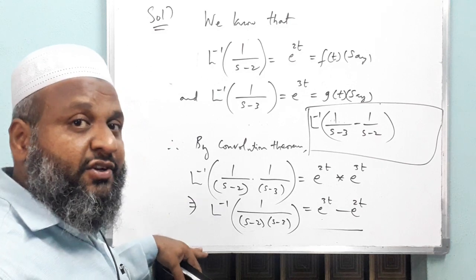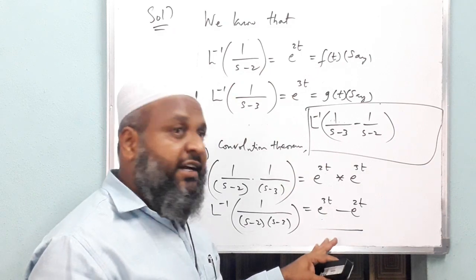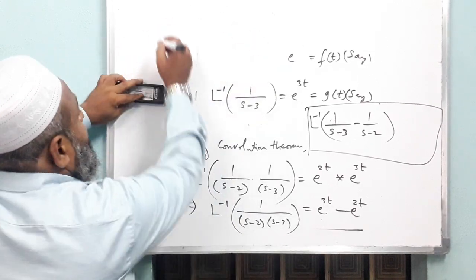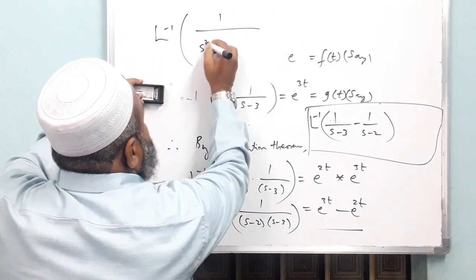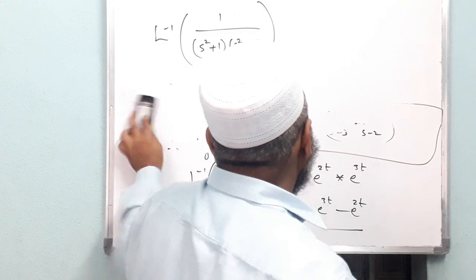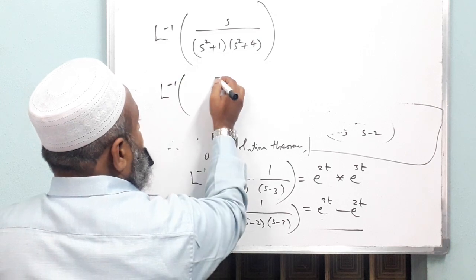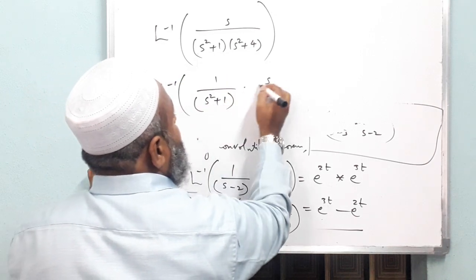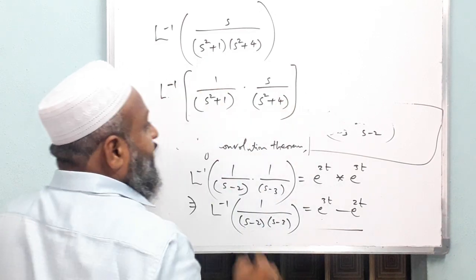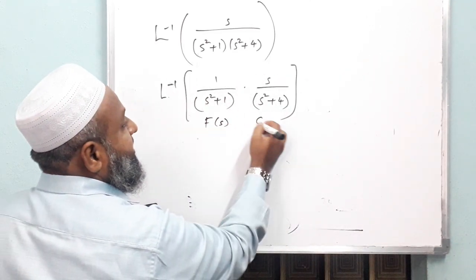So this is the way the convolution theorem helps us in finding the inverse of a product if we know the inverses of the individual functions. Now for example, if I have L inverse of 1 by s square plus 1 into s square plus 4, then I can take s by s square plus 4 and write it as L inverse of 1 by s square plus 1 into s by s square plus 4. Then this one is F of s, this one is G of s.